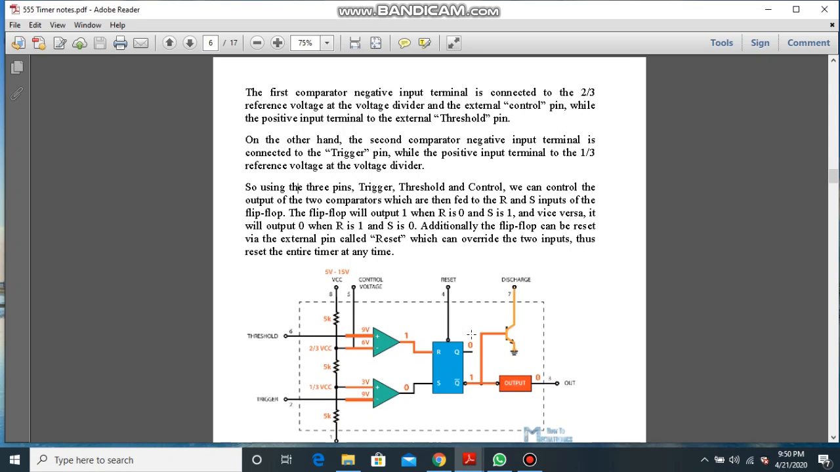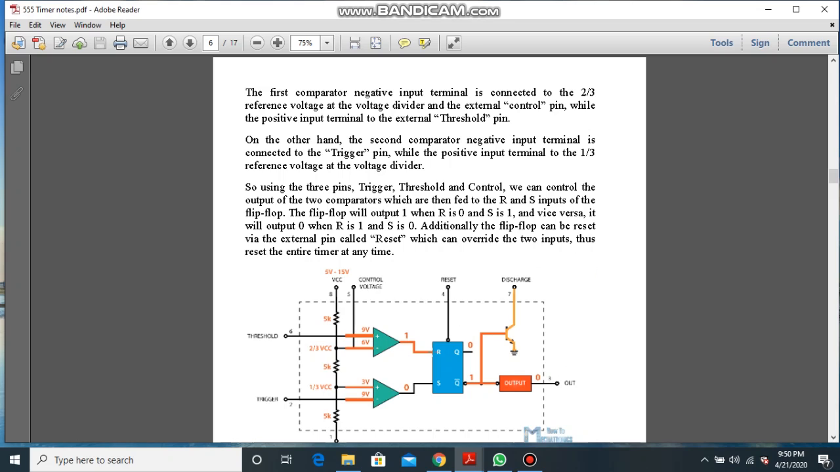So, using these 3 pins, we can control the voltage. Additionally, the flip-flop can be reset. We have seen this reset pin is connected to the RS flip-flop, and it can be reset. Is it clear? So, this is the diagram which is showing you everything.